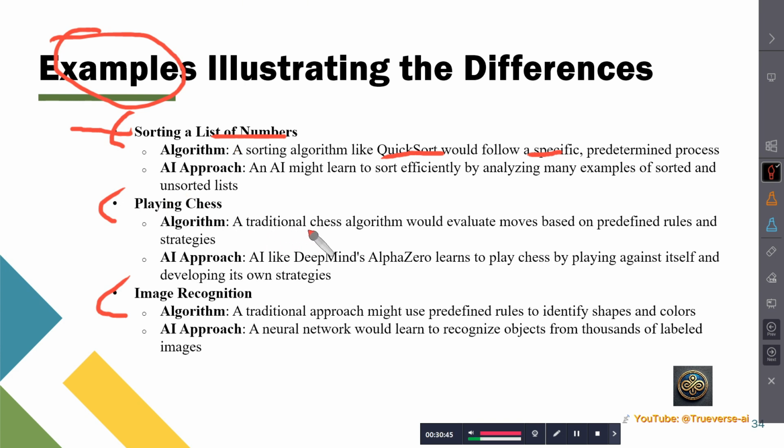Playing chess. In the traditional approach, moves are based on predefined rules, but an AI approach like DeepMind's AlphaZero learns to play chess by playing against itself and developing its own strategy. Play and play and learn. In image recognition, the traditional algorithm uses predefined rules, but the AI approach learns based on thousands of labeled images.